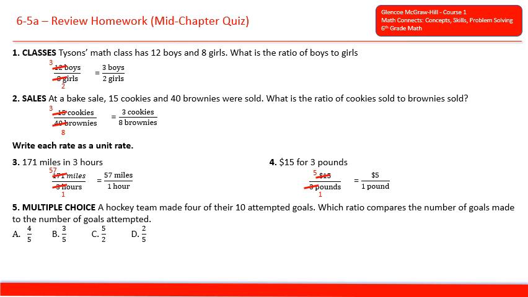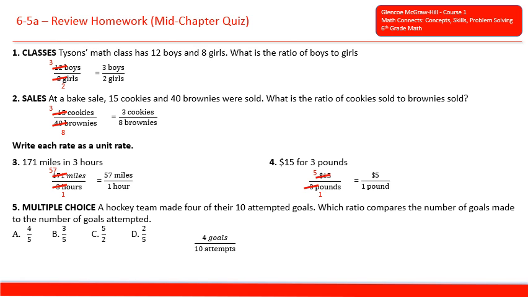Number 5, multiple choice. A hockey team made 4 of their 10 attempted goals. Which ratio compares the number of goals made to the number of goals attempted? So this is just another way of asking us to find a ratio. So we're going to create the initial ratio of 4 goals out of 10 attempts.